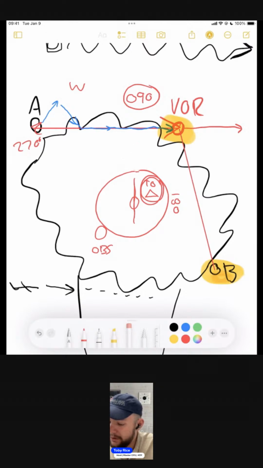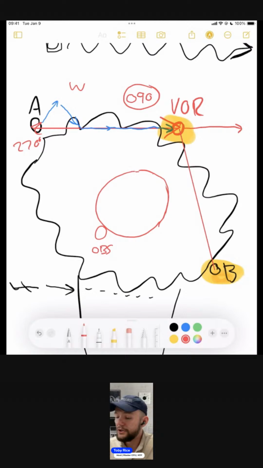Let's see here. I'm going to erase some stuff on my iPad. There we go. Those of you who are on the podcast listening, I'm erasing things on my iPad to show our viewers. So I will turn my OBS knob to 160 because I want to fly a 160 course from the VOR. As I turn that to 160, the little needle in the CDI is going to change.